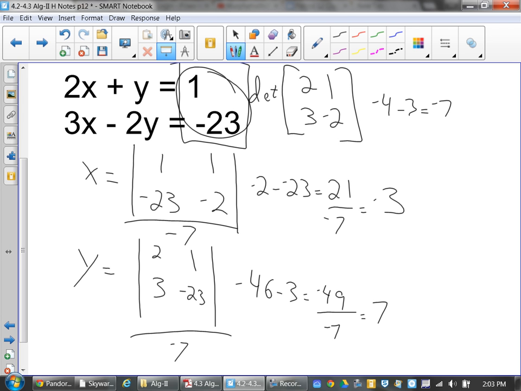Oh, what's the negative 7? It is a, that's long.